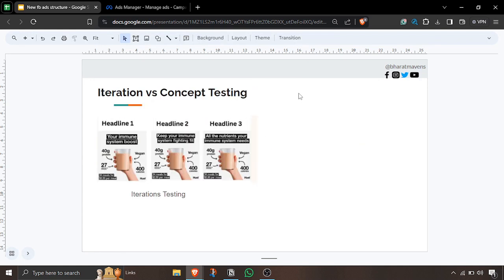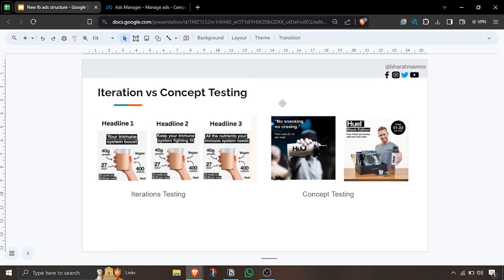We have moved from iteration based testing to concept based testing. Iteration based testing, as you can see on the left, is where you are mostly changing the headline, but the messaging remains the same. You are still talking about the same sustainability part, natural part, just in a different way. But this is concept based testing. You're talking about two very different things about the same product.